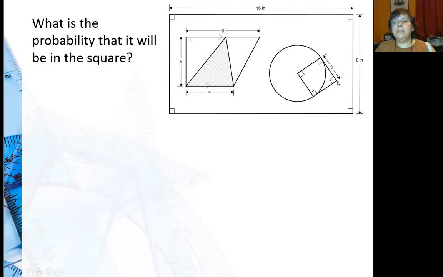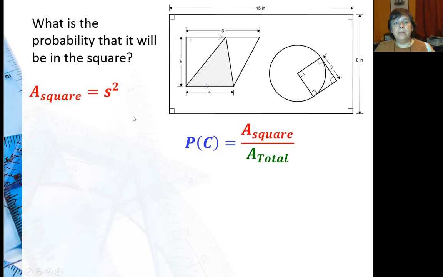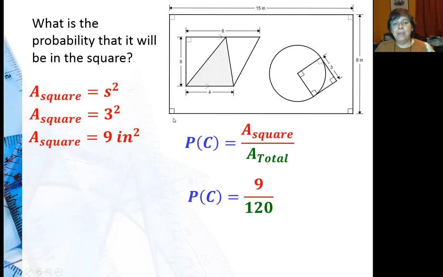Well, I would expect this probability to be smaller than the probability for the circle because you can see the area is smaller. So I still have to find the area of the square. I already know the area of the total is 120. So the area of the square is side squared, which is just 3 squared, or 9. So 9 divided by 120 is 0.075, or 0.08 if I round to the hundredths. So the probability that it's in the square is smaller than it is in the circle, and that makes sense.